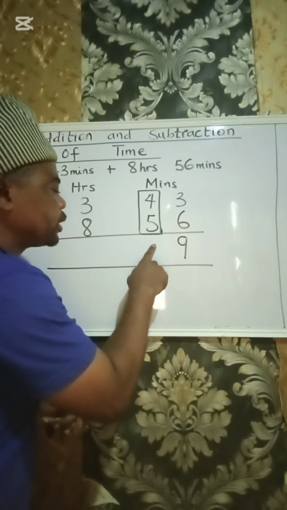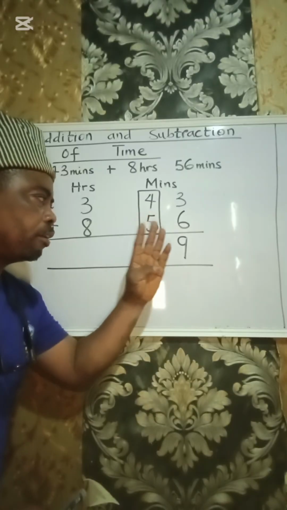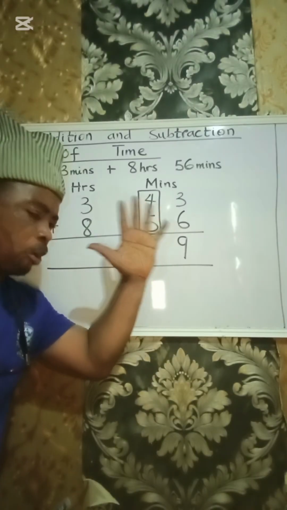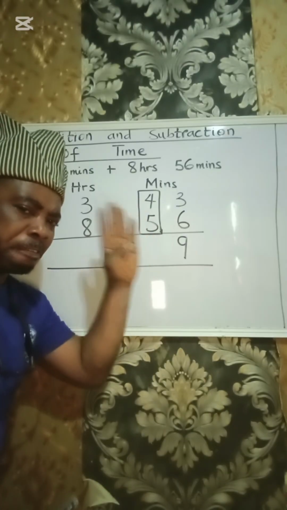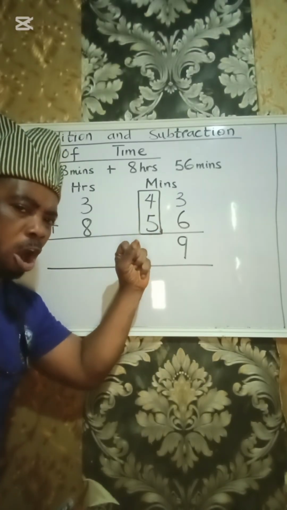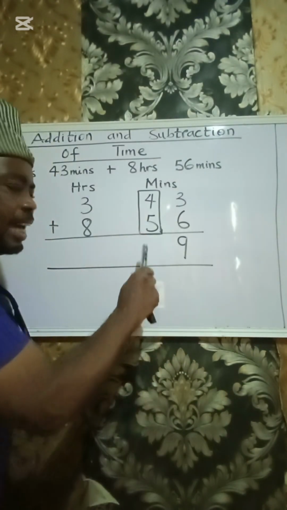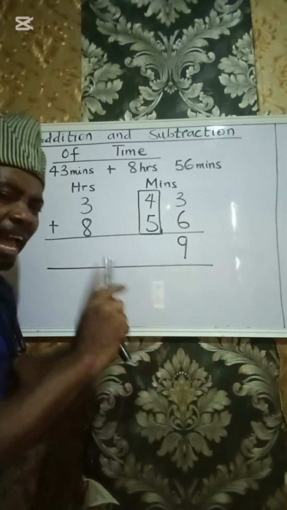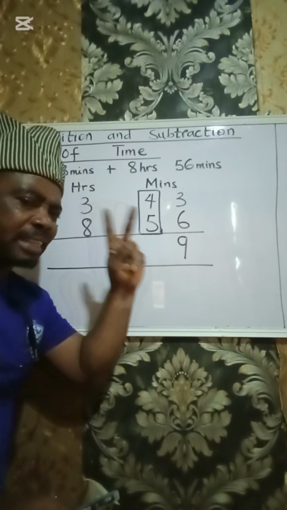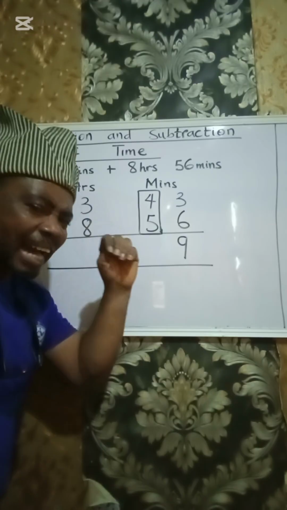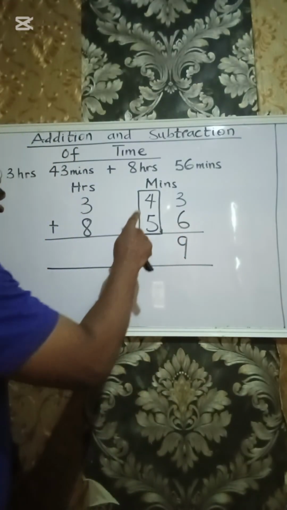The numbers that you can put here are 1, 2, 3, 4, 5, or 0. Anything bigger than that cannot stay here. Say 6, 7, 8, 9 and 10. They can't stay here.